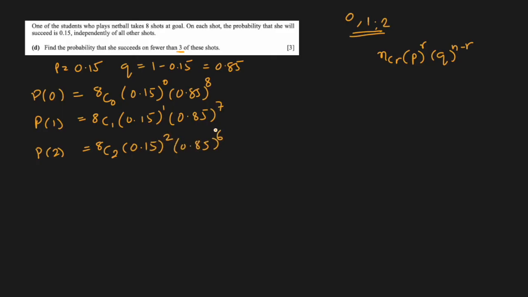Let's evaluate them separately and add, because either this will happen or this will happen or this will happen. When we say or, the probabilities add up. So whatever I get here, I will add up those probabilities.